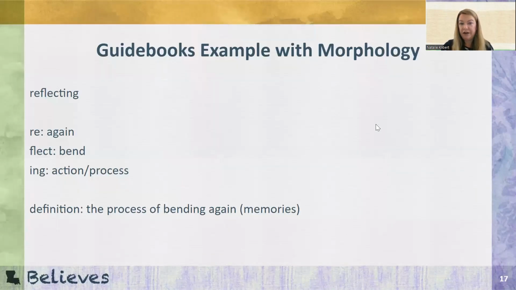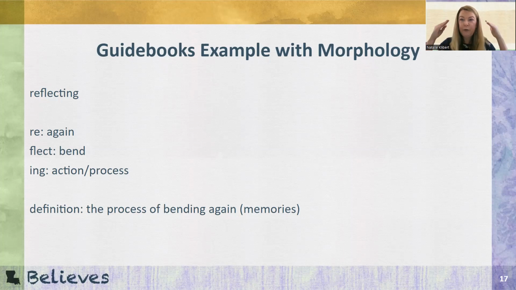So if we look back on our guidebooks example from a few minutes ago, one of the words was reflecting. This was a good one to use for morphology because it has a base and affixes in it. So I would tell them, reflecting is a word, y'all say it with me, reflecting. And then I would tell them, here's your prefix, re. Re means again, to do again. Flect means to bend. And ing is the action or process of doing something. So if I'm putting that together, this is the process of bending again, and something that applies to is memories.